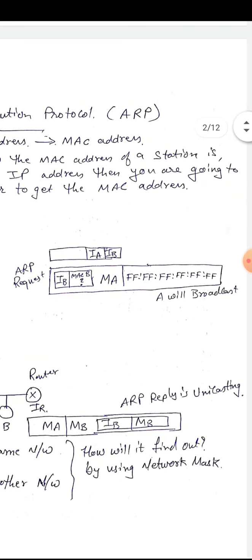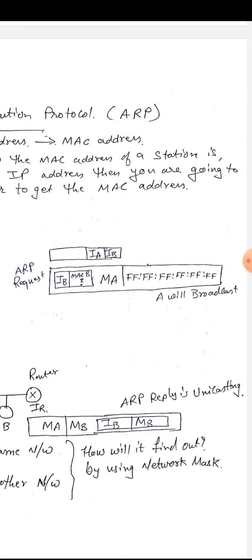The MAC address of B is not known, and we are interested in finding what the MAC address of B is. We know the MAC address of A. So, what we do is broadcast that packet to the entire network with all ones, 6 bytes of 1. This is how the ARP request packet is generated.